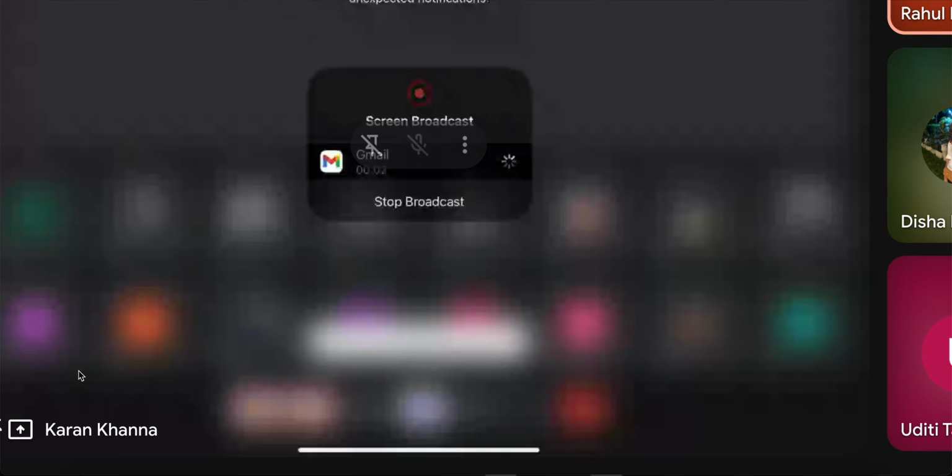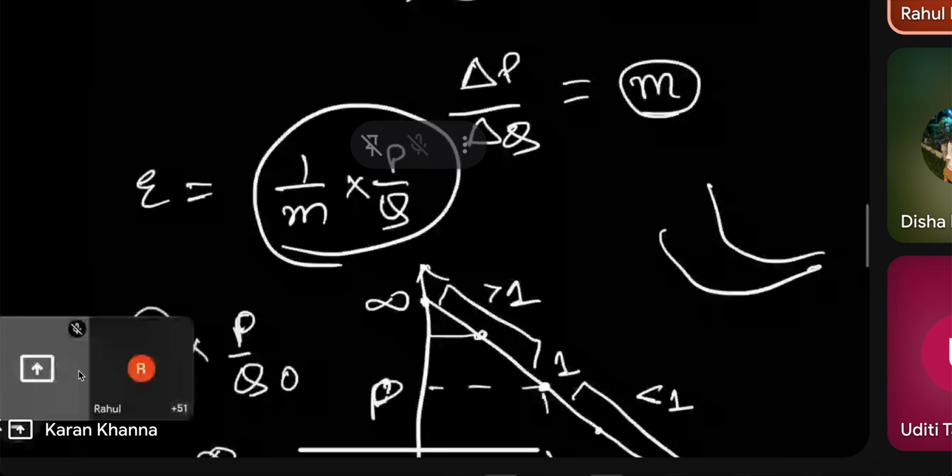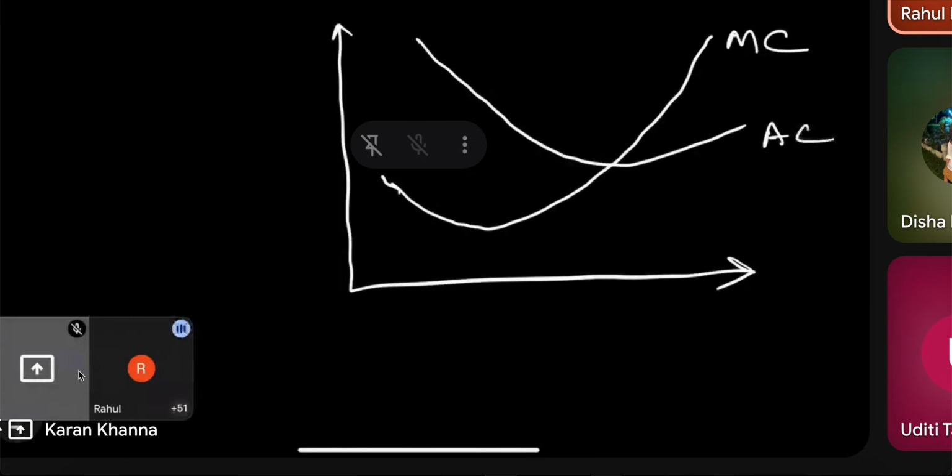So this is the marginal cost curve. And let's assume that this is the average cost curve, or average total cost curve, and this is the average variable cost curve, right? Okay, so does anyone know why the marginal cost curve dips in the initial stage, then is lowest at this particular point, and then increases?